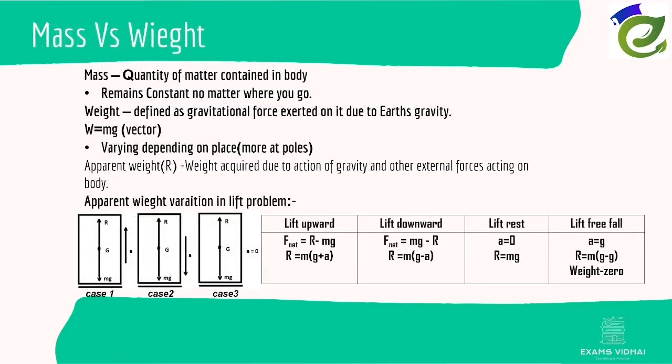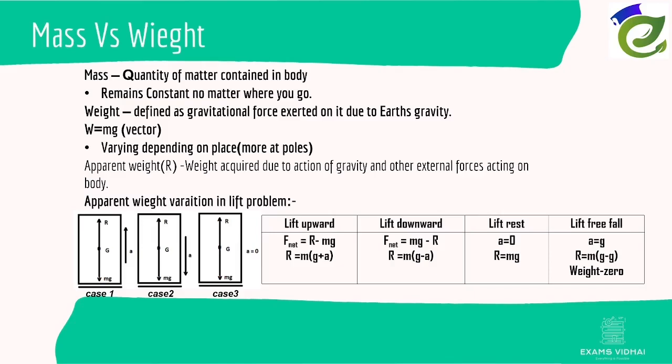Mass versus weight. Mass is the quantity of matter contained in the body. It remains constant no matter where you go. Wherever you go, the amount of mass in your body will remain the same. Whereas weight depends on the gravitational force exerted at that position due to Earth's gravity. That is, it varies from place to place. Now, apparent weight: the actual weight at that point of time due to gravity is known as apparent weight.